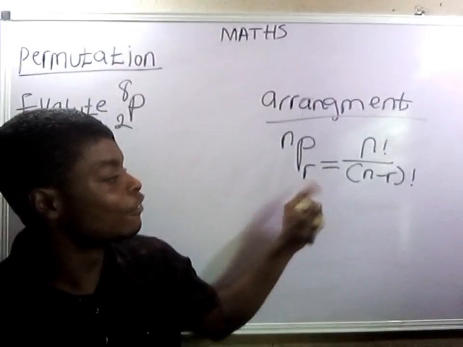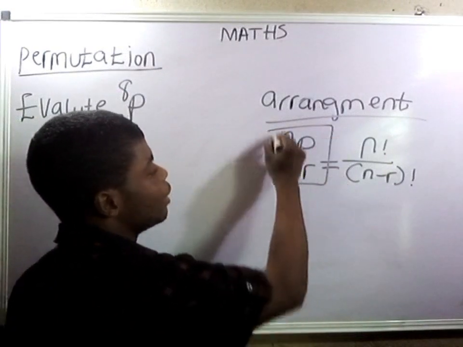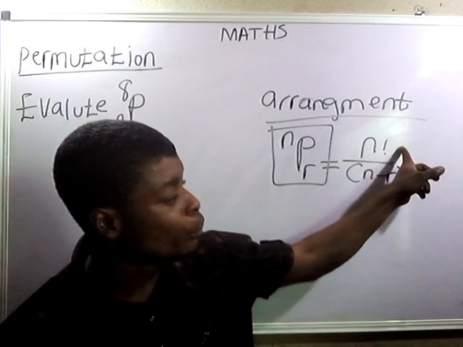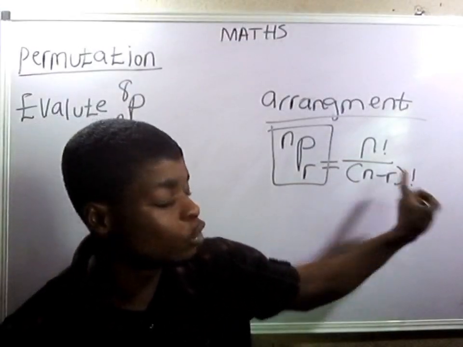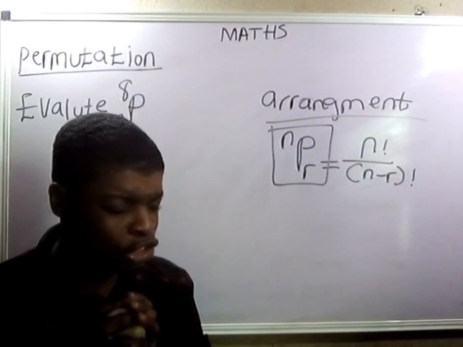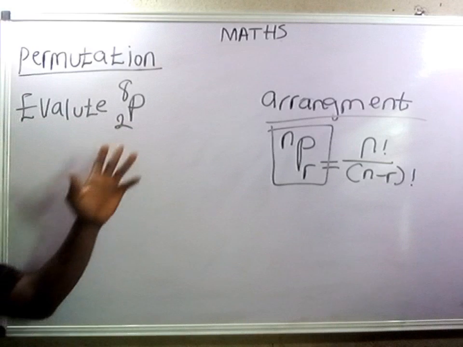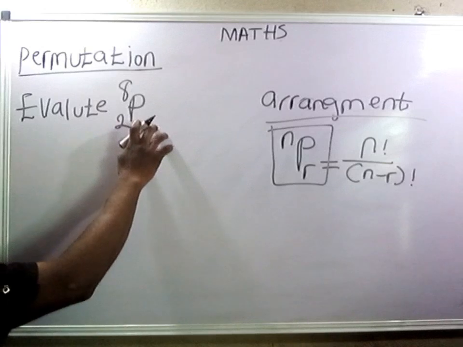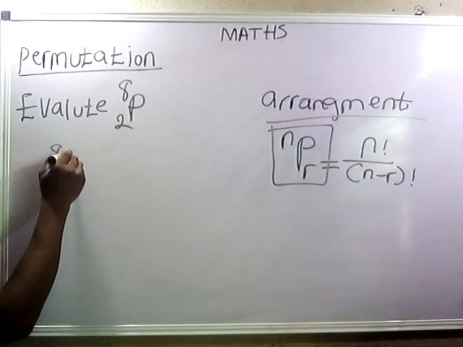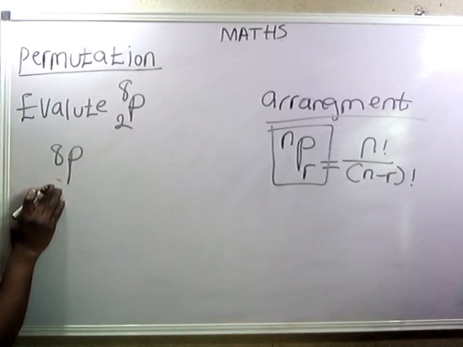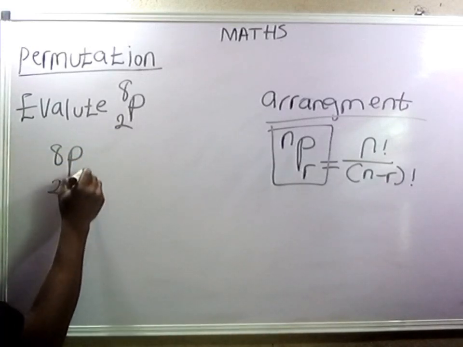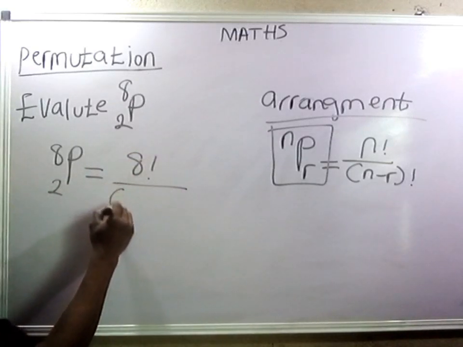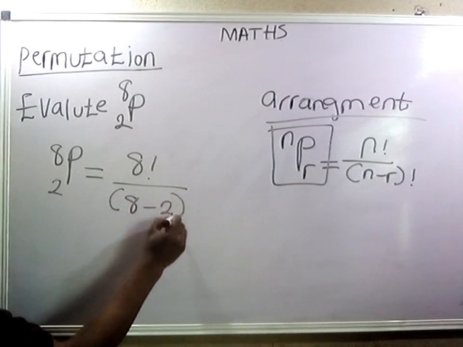So if you have seen this kind of thing in a question, don't be scared. Just take the power, which can be anything, put factorial over, subtract the power from the base, put factorial. That's all on how to simplify such a question. So let's evaluate the question given above. We have 8P2. You can therefore represent it as 8 factorial all over bracket 8 minus 2 factorial.